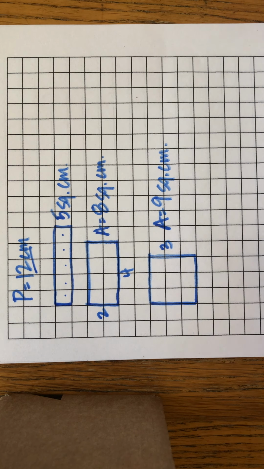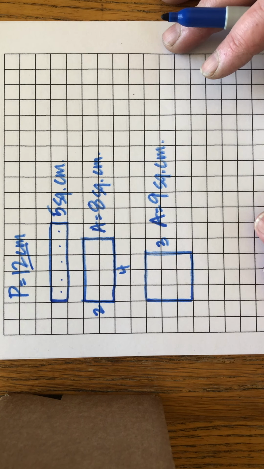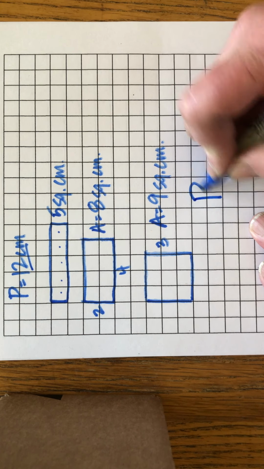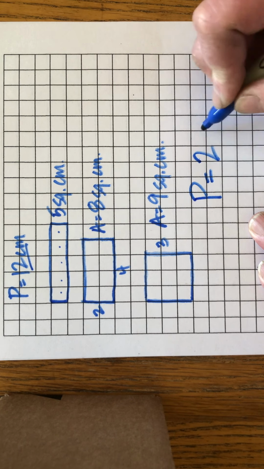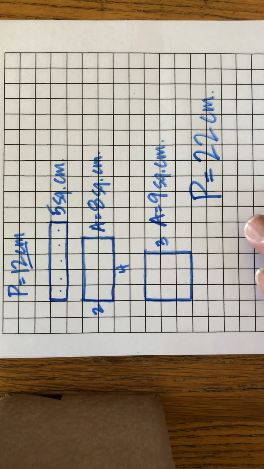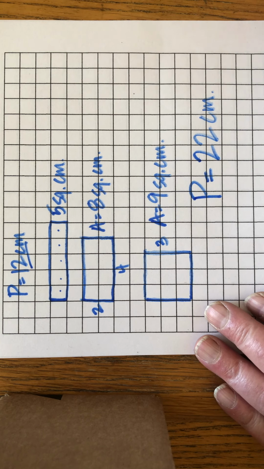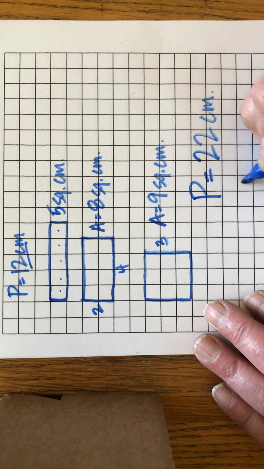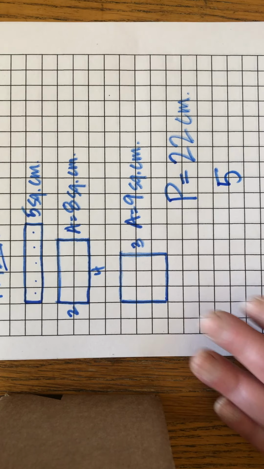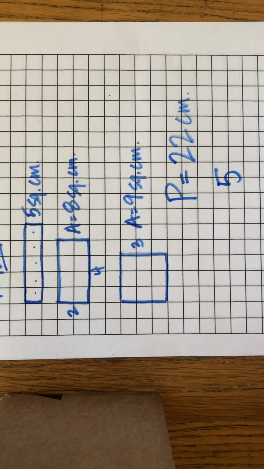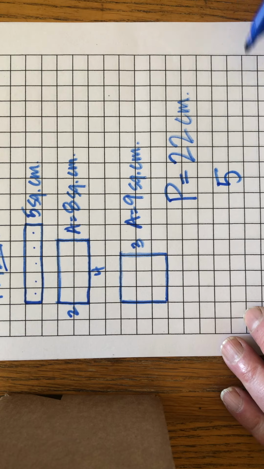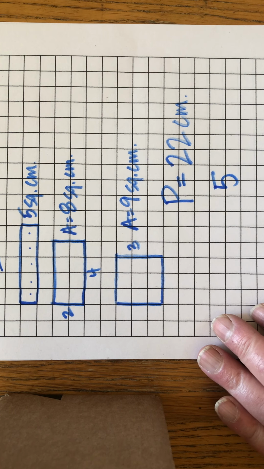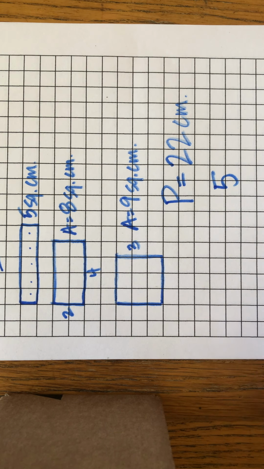And what I would like you to do is make as many rectangles as you can that have a perimeter that is equal to 22 centimeters. Okay? Now I'm going to give you a hint that you should be able to come up with 5 rectangles that have a perimeter of 22 centimeters. And I want you to draw those and calculate the area of those rectangles. Okay? So that's part 1.